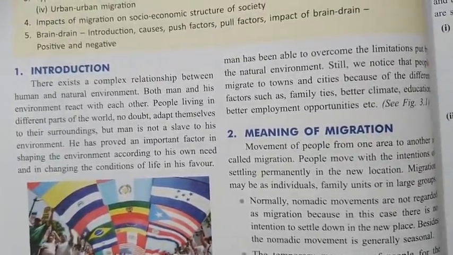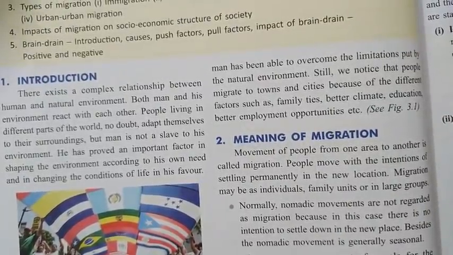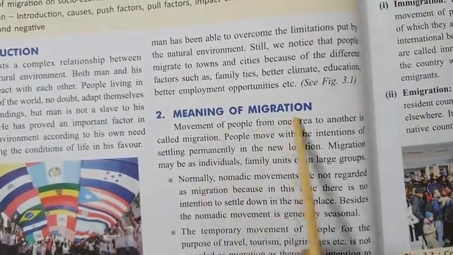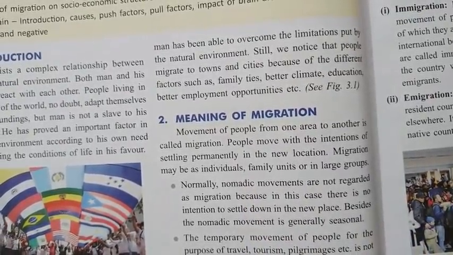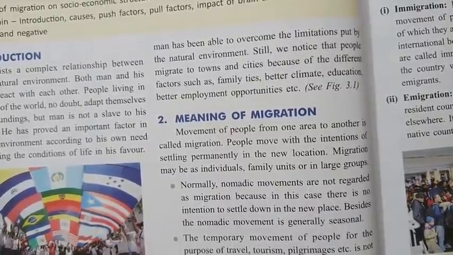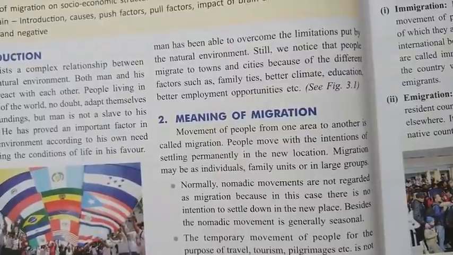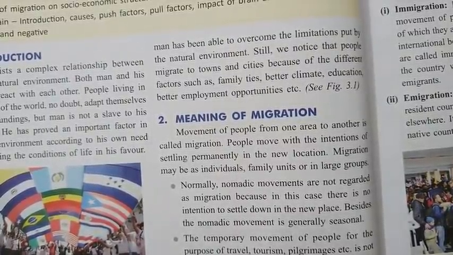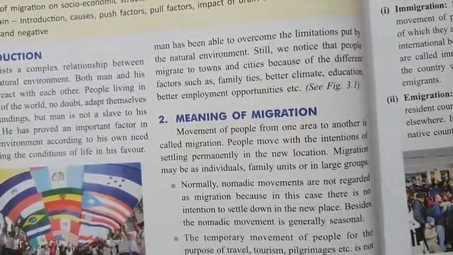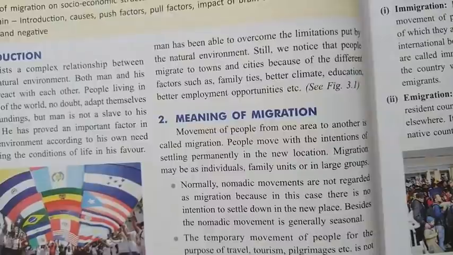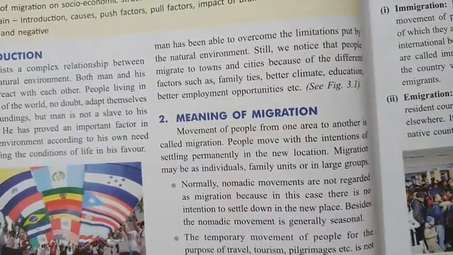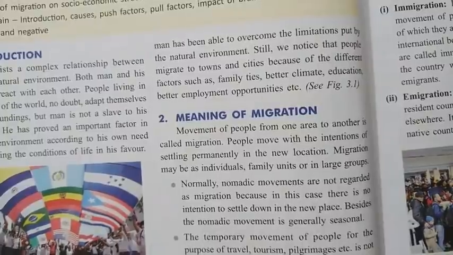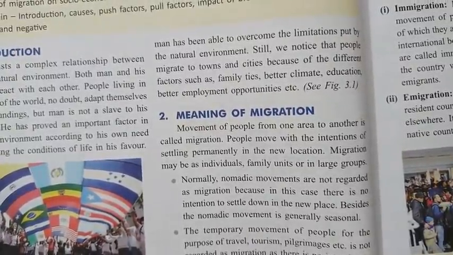Now next, let's move to migration. First we are going to see the meaning of migration. So what is the meaning of migration? In very simple language, migration means the movement of people from one area to another area, maybe from a village to another village, or village to urban places, or from urban places to other urban places, meaning city to city, or from one state to another state within the country, or even from one country to another country, or from one continent to another continent. These are the different types of migration we will see. But in simple language, the movement of people from one area to another area is called migration.